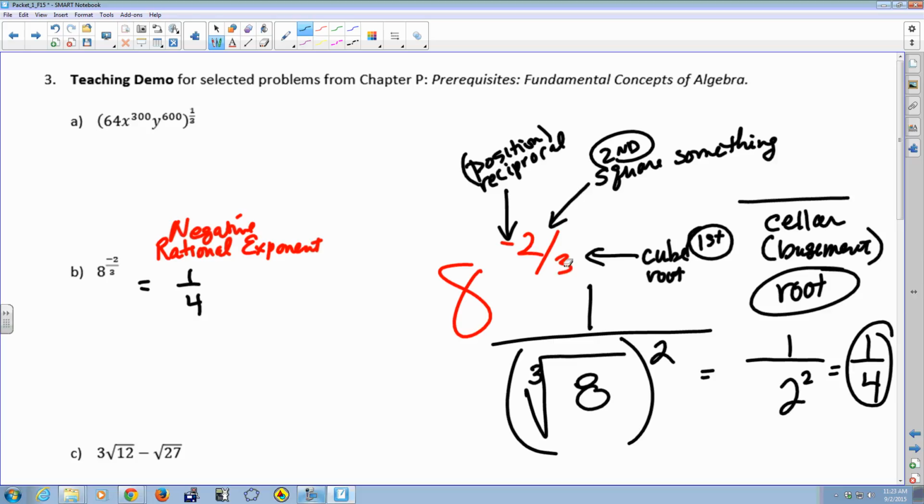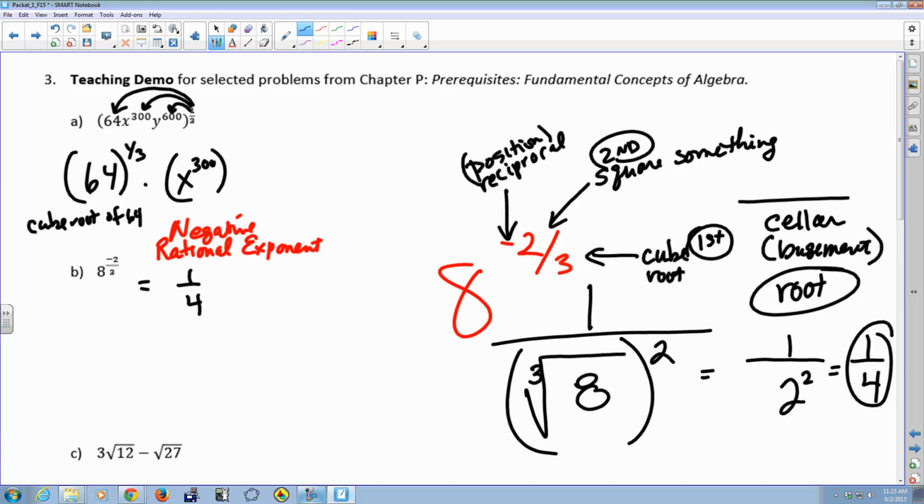Which, if we apply our exponent property, the exponent applies to each factor here. Each one. So I'm going to have 64 to the 1/3, which really just says take the cubed root of 64. That's all it says. It looks funky, but that's all it's telling you to do. Then you have x to the 300, and you're going to take the cubed root of that. And then you have y to the 600, and you're going to take the cubed root of that.